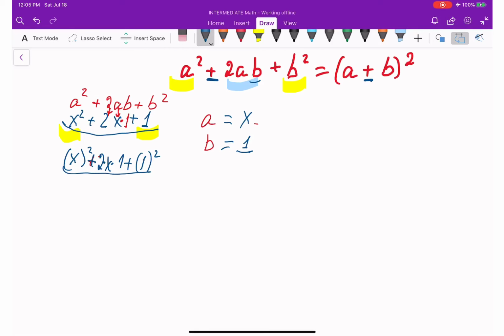Yes. That means for this trinomial we can apply the perfect square, which means I can write down this formula, a plus b squared. My a is x and my b is 1: x plus 1 squared. And this is our final answer.